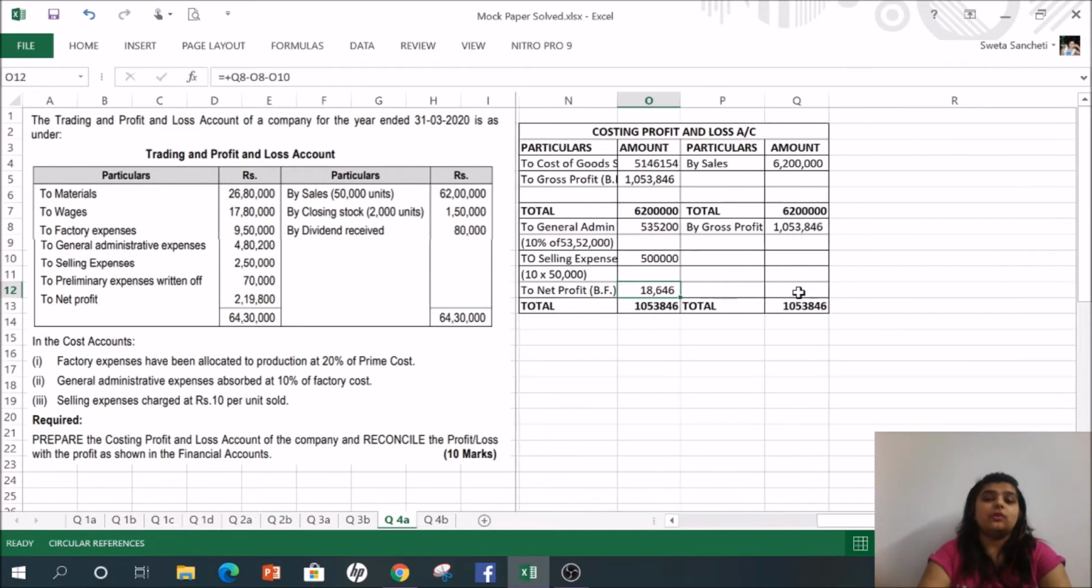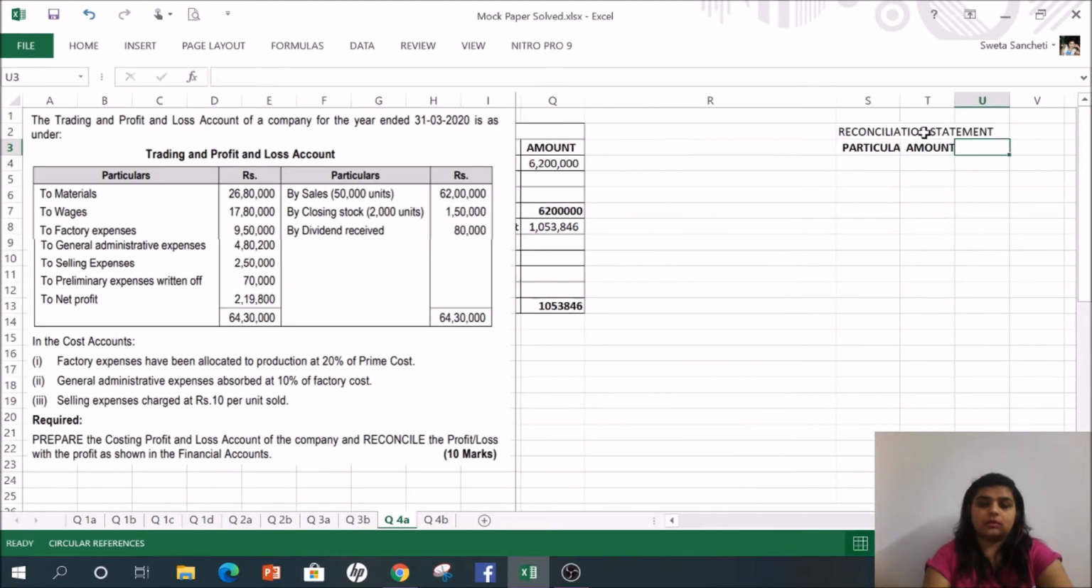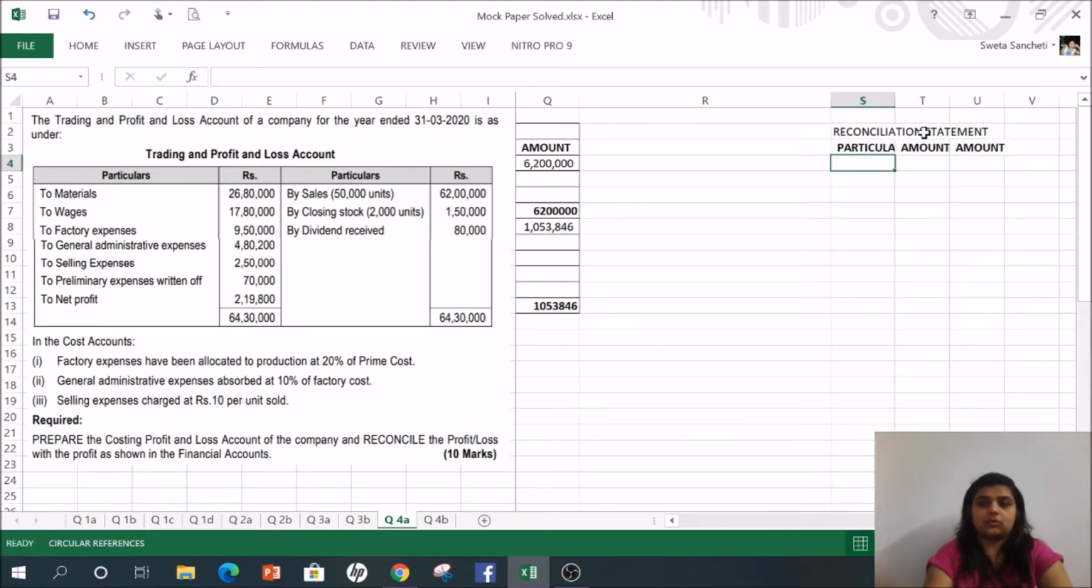We also need to reconcile the profit. So the next statement we are going to prepare is the reconciliation statement. Particulars, amount. Or we can have either addition and you can prepare it in any way. Let me just have one amount column and we'll prepare the statement.